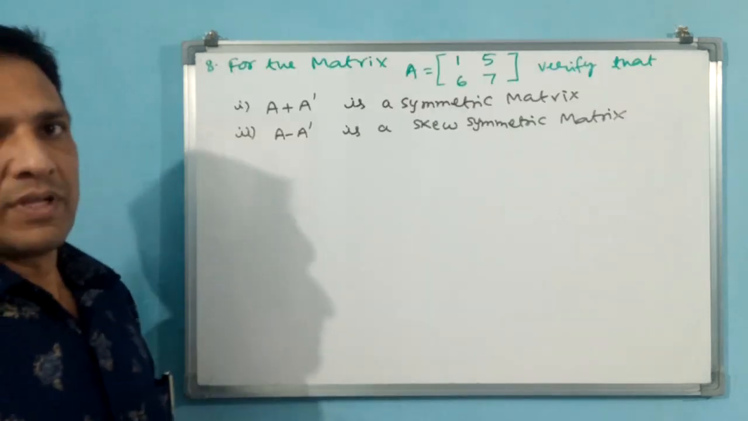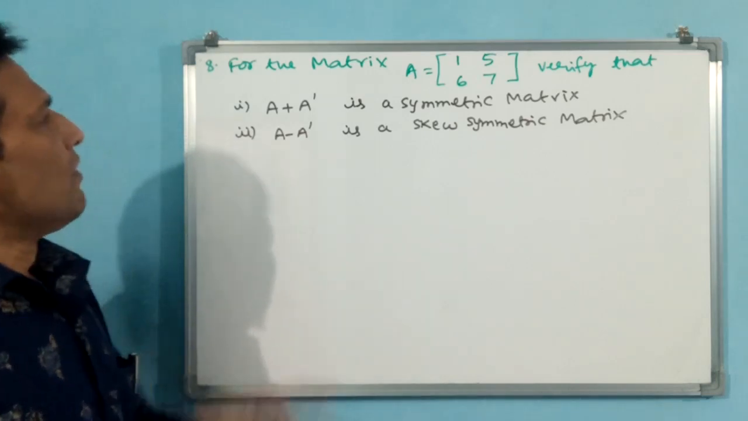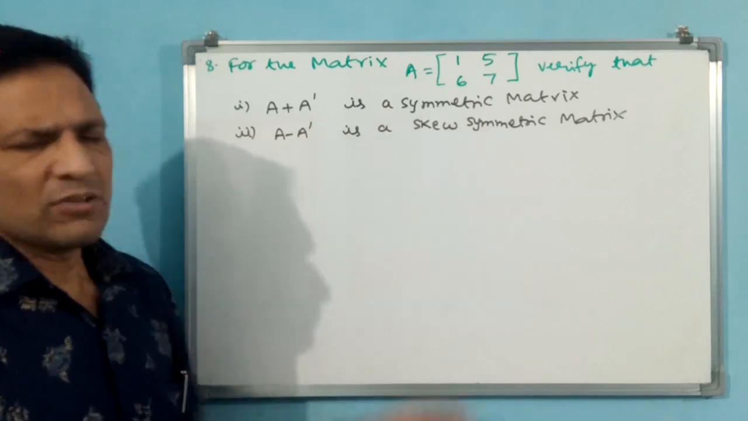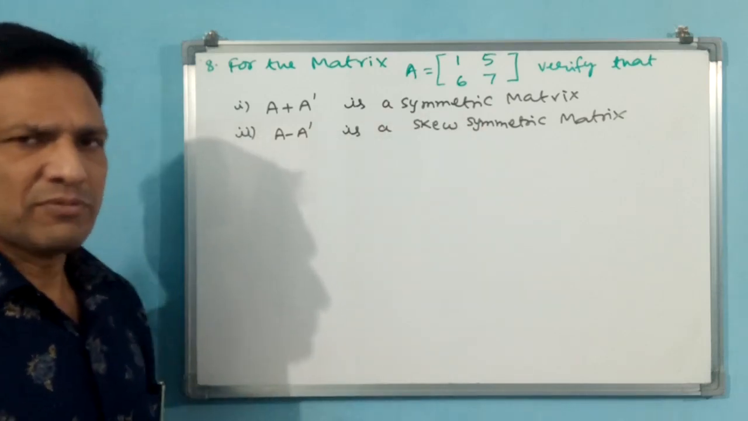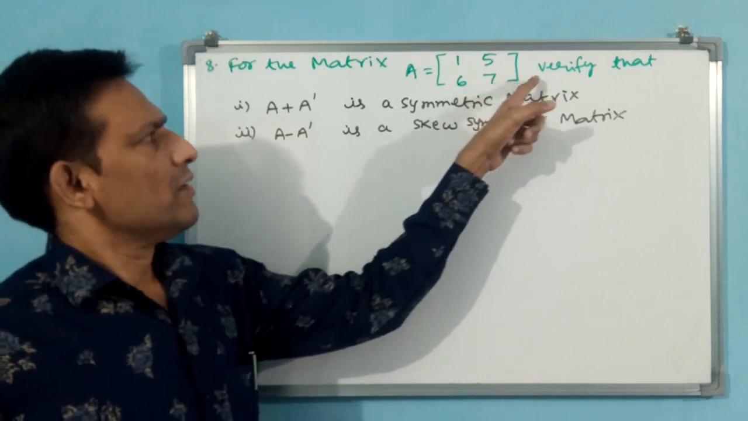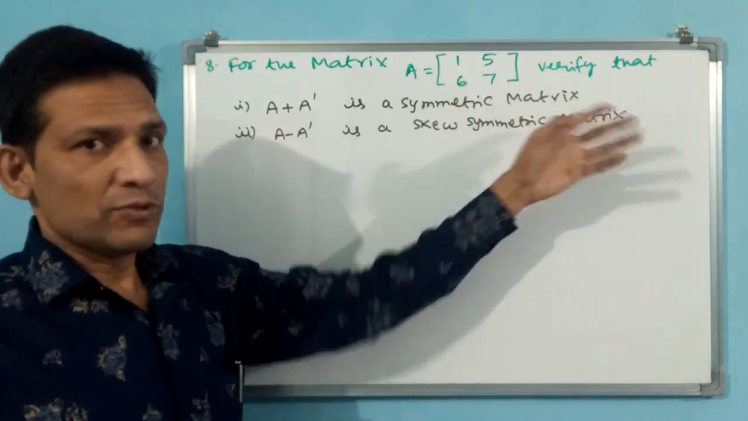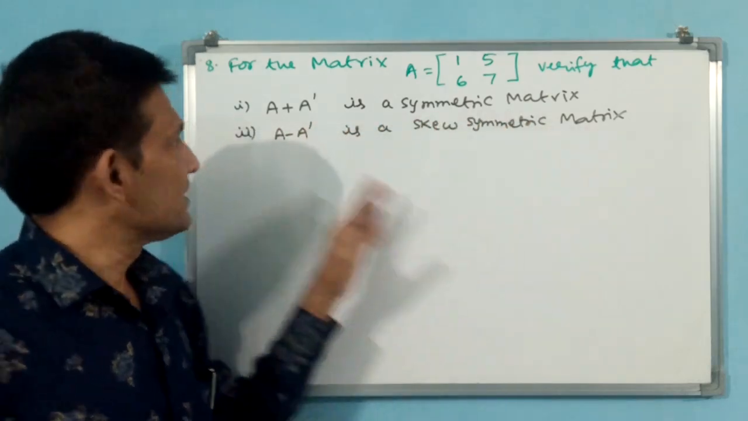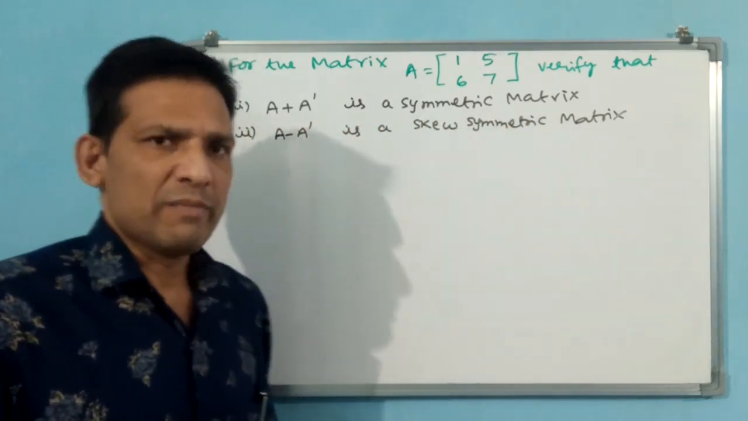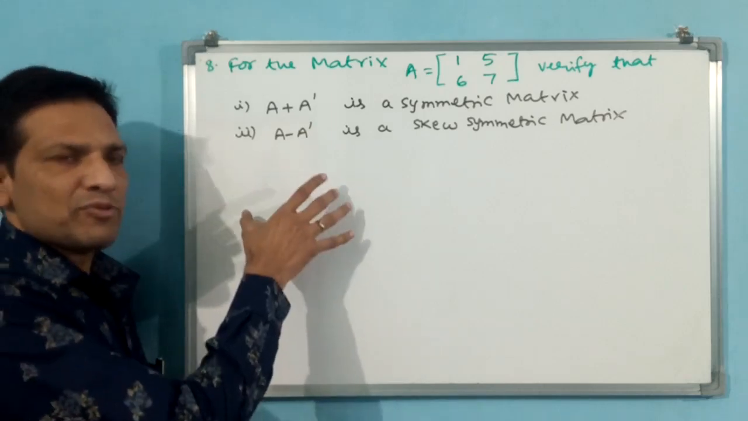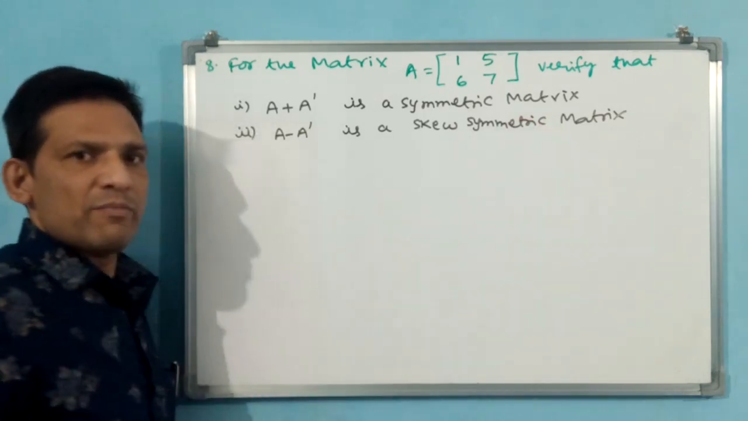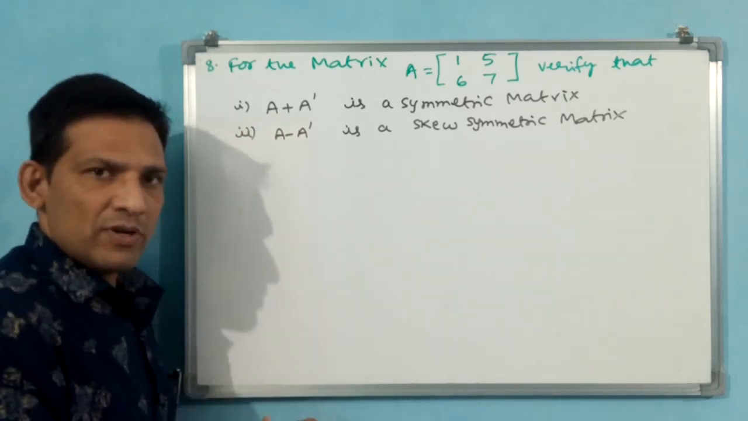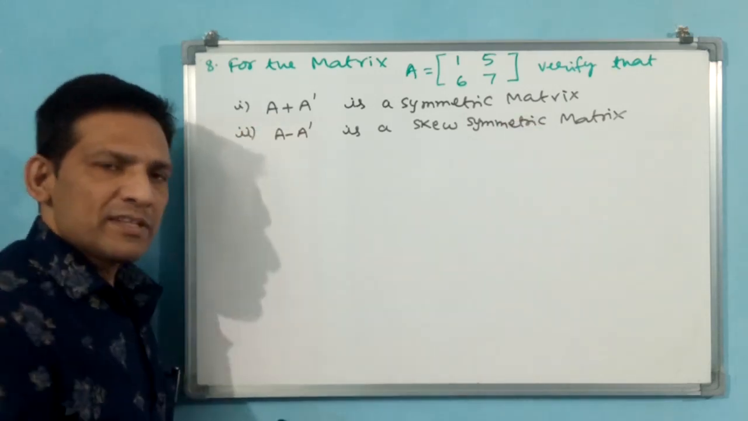Okay, see, the 8th question, for the matrix A, this is a 2 by 2 matrix only, easily we can do. All these concepts we have done in conceptual class. Verify that for the matrix 1, 5, 6, 7, A plus A transpose is a symmetric matrix, and A minus A transpose is a skew symmetric matrix. This we have done in conceptual class, proof and verification both. Proof we have taken this as B, this as C, and we have proved.